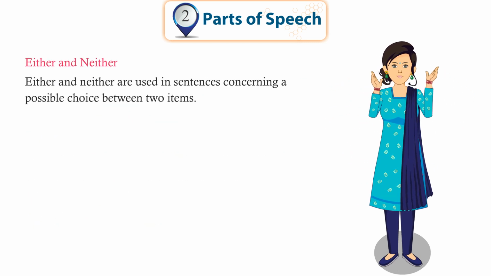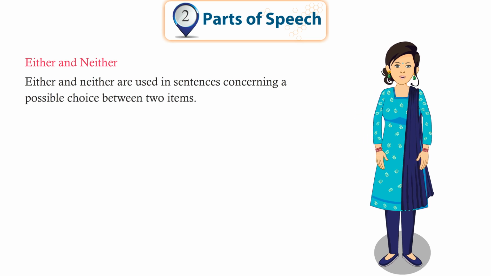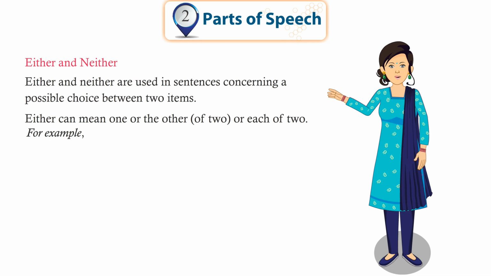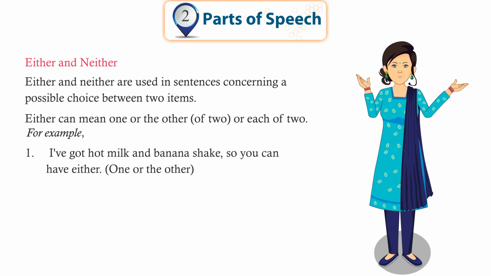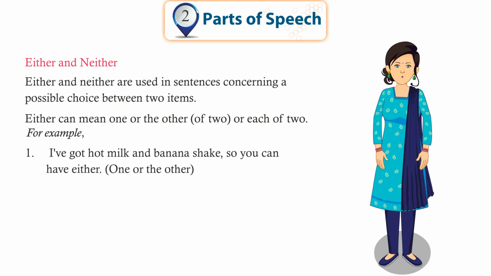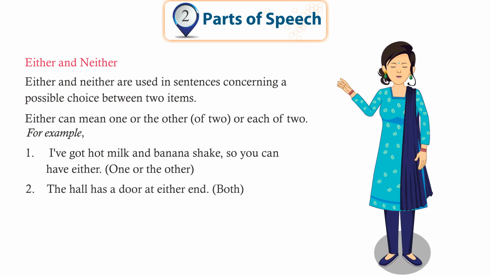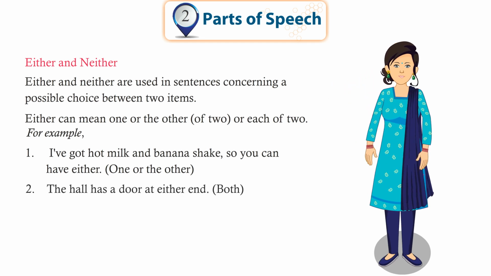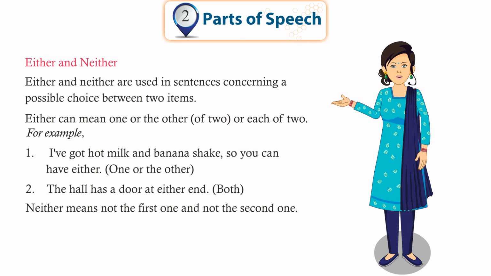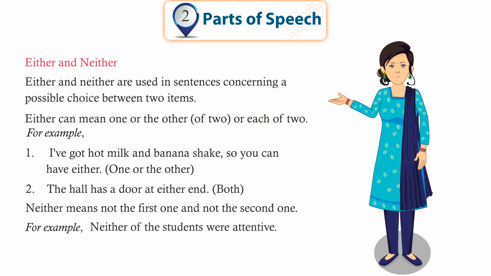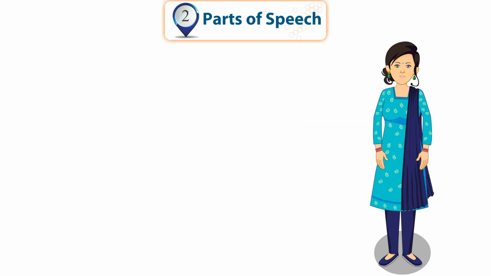Either and neither. Either and neither are used in sentences concerning a possible choice between two items. Either can mean one or the other of two, or each of two. For example, I have got hot milk and banana shake, so you can have either one or the other. The hall has a door at either end. Neither means not the first one and not the second one. For example, neither of the students was attentive.